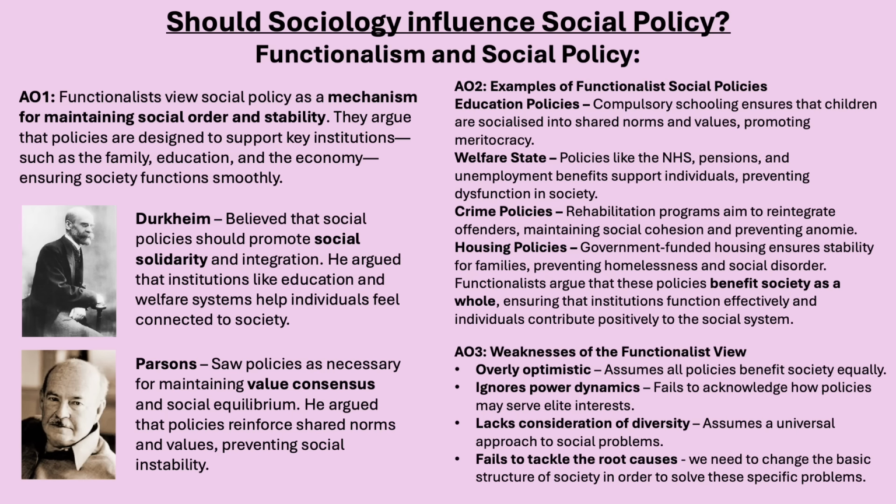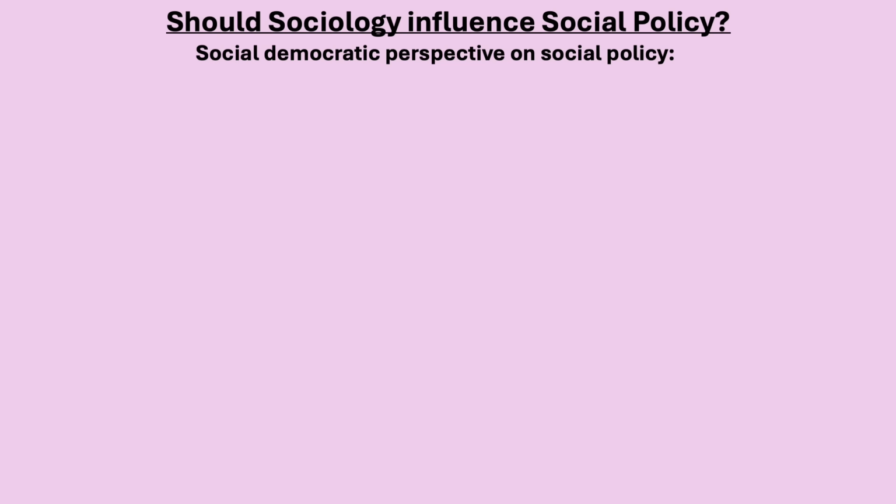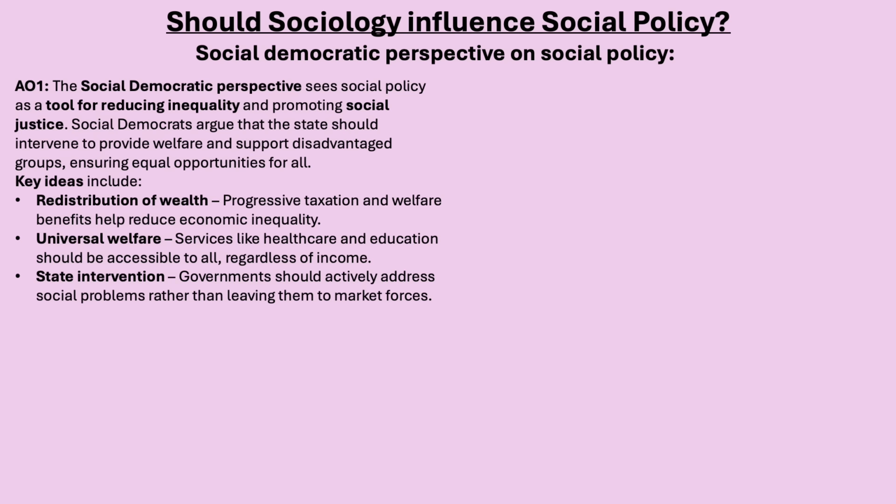And functionalists argue that these policies benefit society as a whole, ensuring that institutions function effectively and individuals contribute positively to the social systems. However, it can be argued that it's overly optimistic, ignores power dynamics, lacks consideration of diversity, and fails to tackle the root causes. We need to change the basic structure of society in order to solve these specific problems. Next, we have the social democratic perspective on social policy. The social democratic perspective sees social policy as a tool for reducing inequality and promoting social justice.